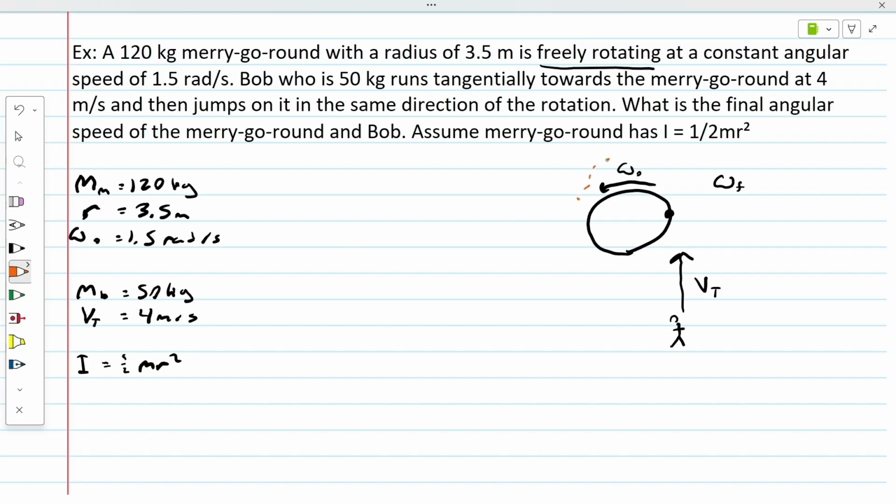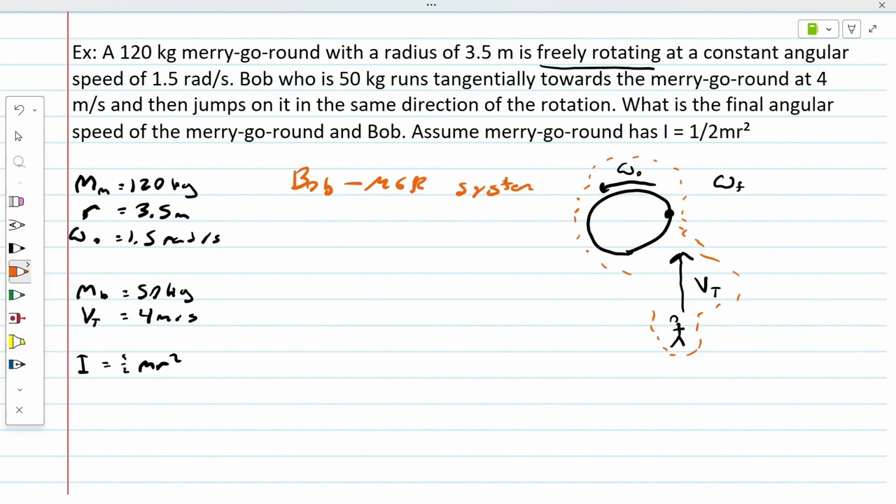So if we define our system as just the merry-go-round, then when Bob jumps on it, Bob's going to apply a torque to the merry-go-round, which is going to make it not conserved. But if we include Bob in our system, then we have this Bob merry-go-round system. This system is closed and there are no external forces because it's rotating freely and Bob is just running and jumping on there. Bob is included in that system and he's moving at a constant velocity.